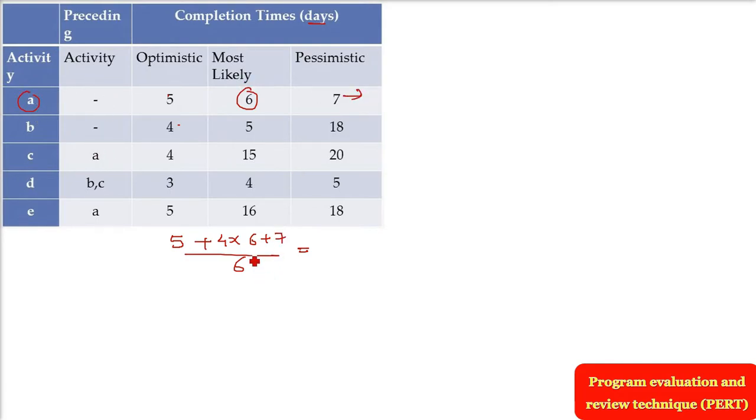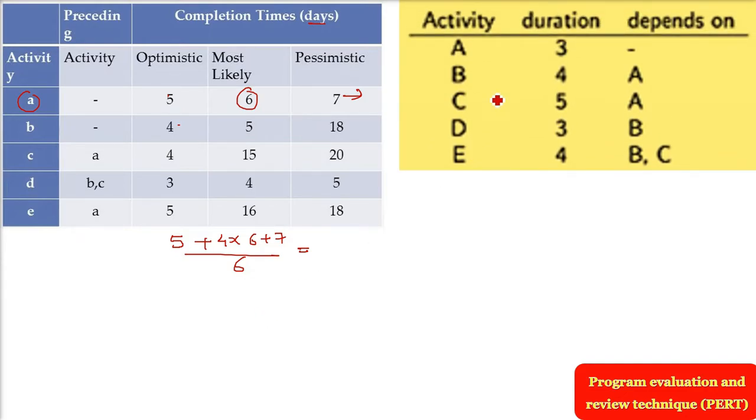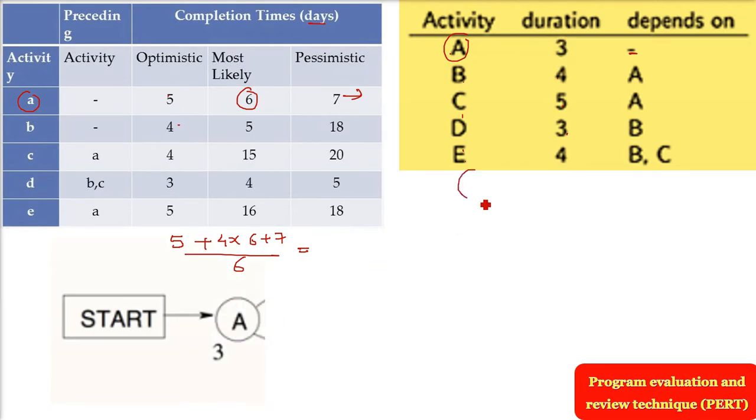So this is PERT. Now the example is, we have activities A, B, C, D, E. The durations are given as 3, 4, 5, 3, 4 days. And the preceding activities are given like this. So we start with Start. There is nothing before A, so we start with A. And what is the duration? 3. So we make a round, that activity has to be written here, and outside you can write the days.